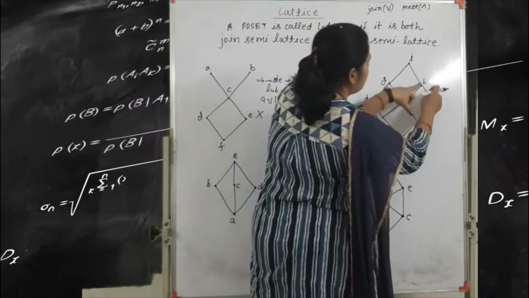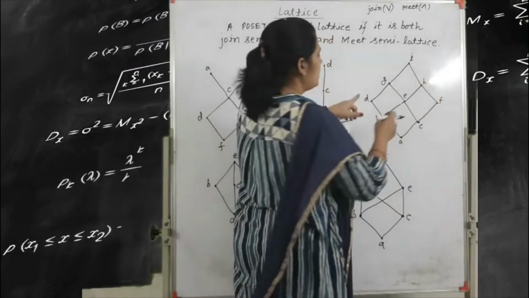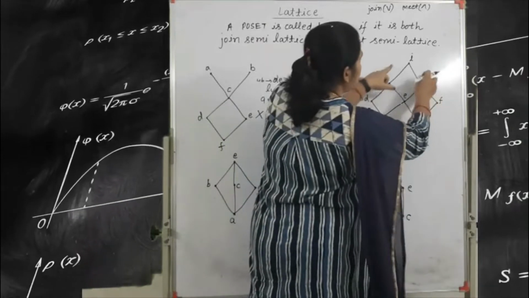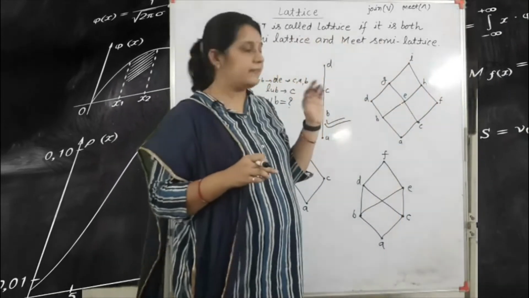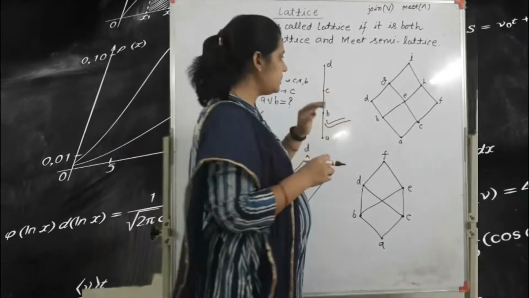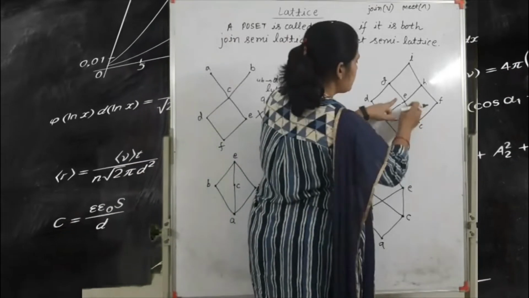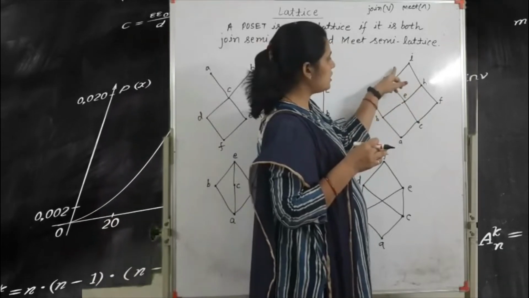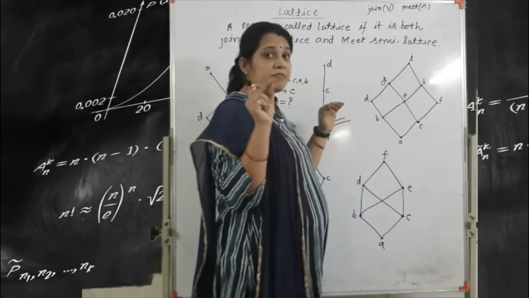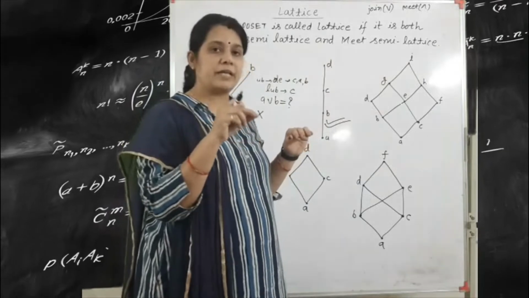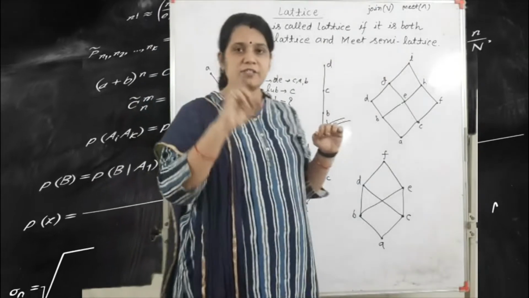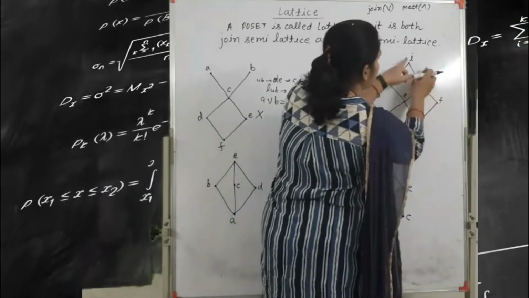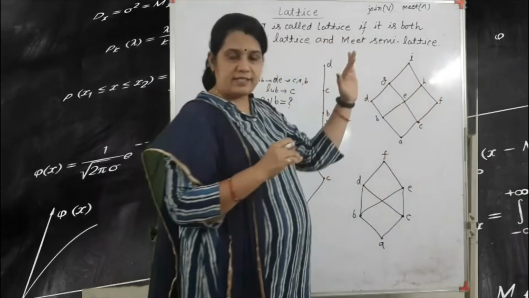E and F, the least upper bound is H. D and E, the least upper bound is G. And G and H, the least upper bound is I. Don't be confused here. For B and C, the upper bounds are E, H, G, I. But we find the least upper bound, because the least upper bound is what gives a join semi-lattice. So we find only the first join. So this is a join semi-lattice.